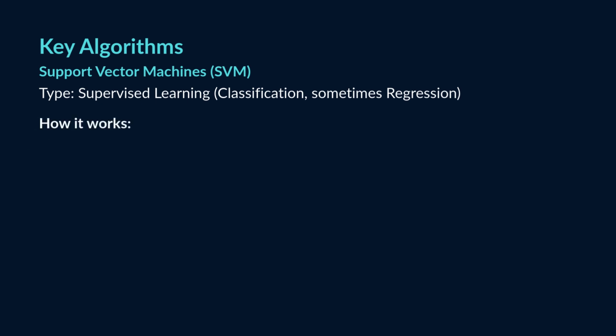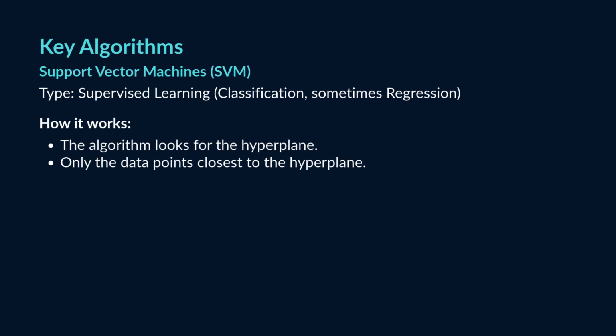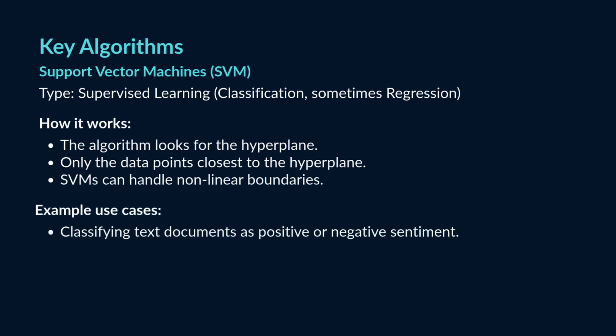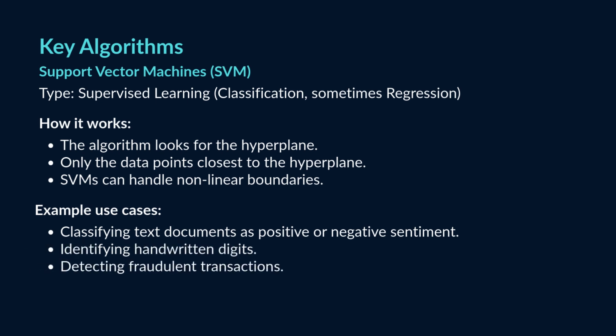How it works: the algorithm looks for the hyperplane that maximizes the margin between classes. Only the data points closest to the hyperplane, called support vectors, determine its position. SVMs can handle nonlinear boundaries using a technique called the kernel trick, which transforms data into higher dimensions where separation is possible. Example use cases: classifying text documents as positive or negative sentiment, identifying handwritten digits, detecting fraudulent transactions.